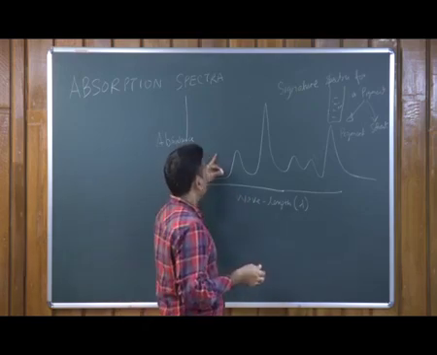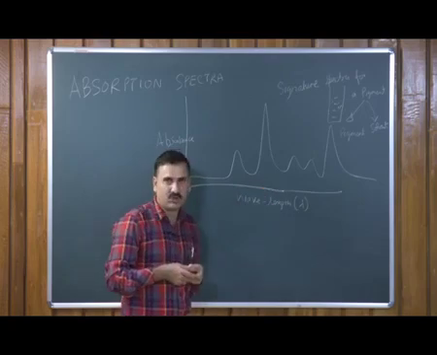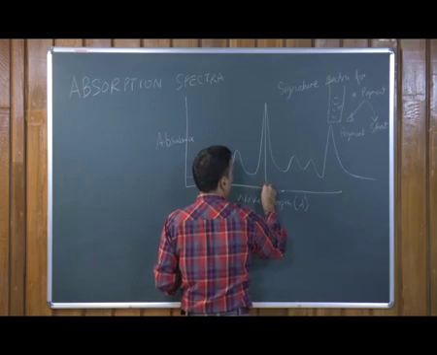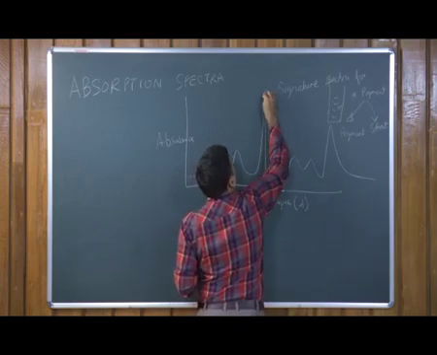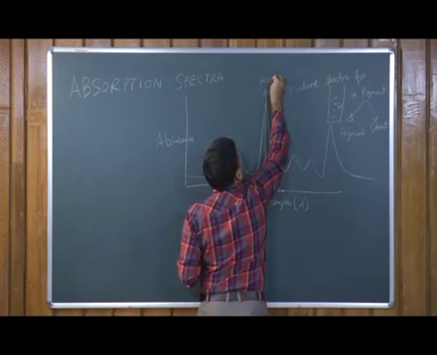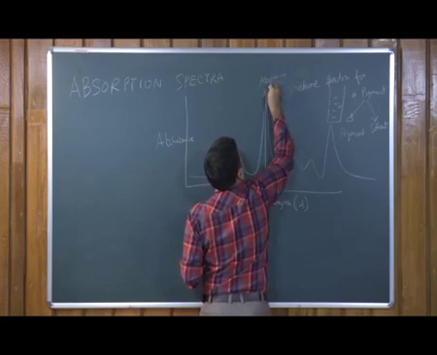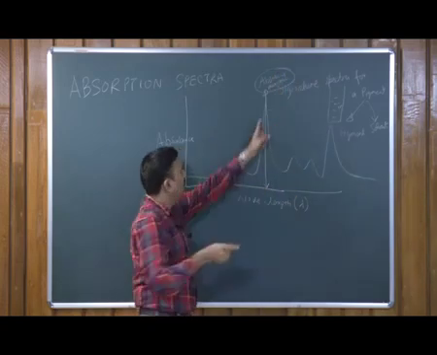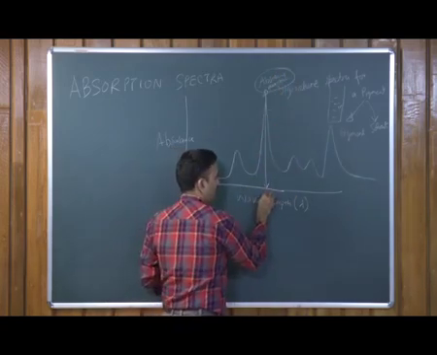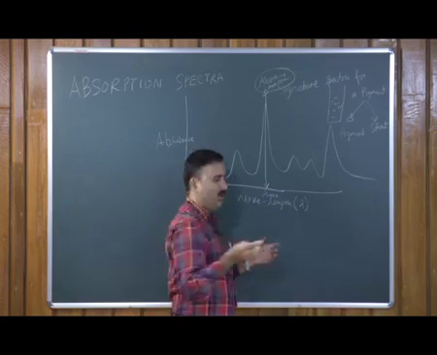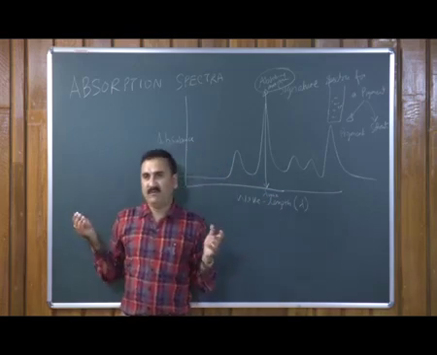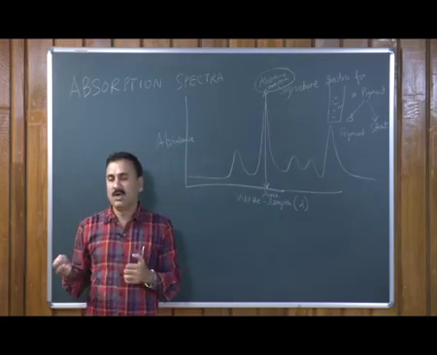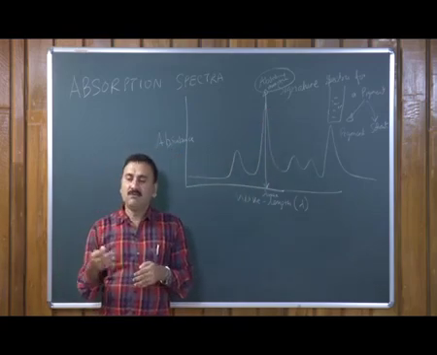So, this kind of spectra gives two pieces of information. One, that at this particular wavelength, the molecule is absorbing maximally. This means that at this particular wavelength, which is the lambda max, the molecule is going to be most efficient, meaning it is going to take up this particular kind of energy and utilize that energy for its work.